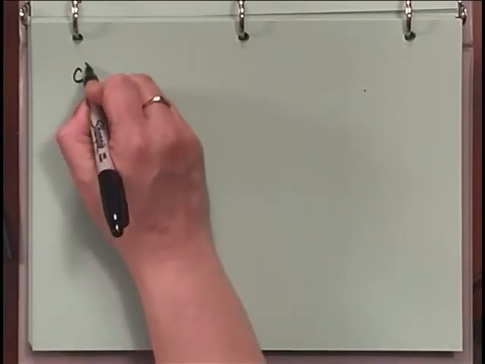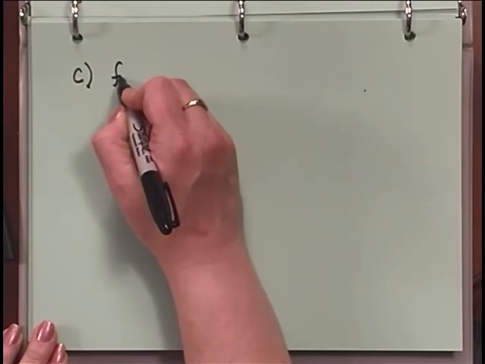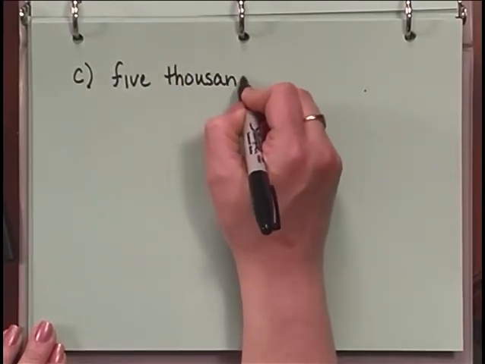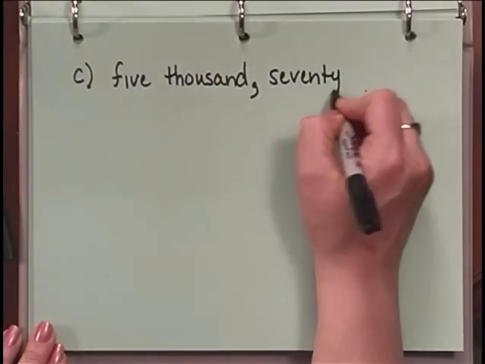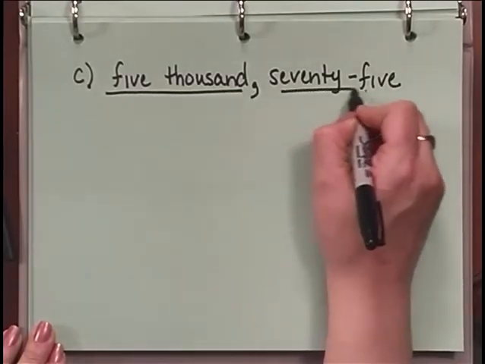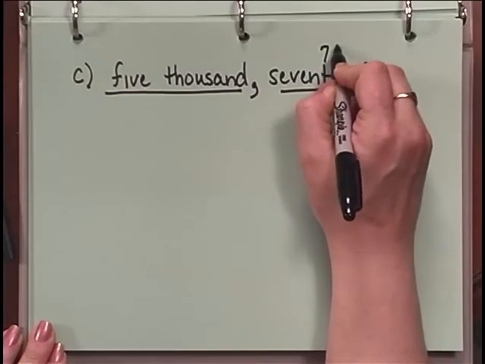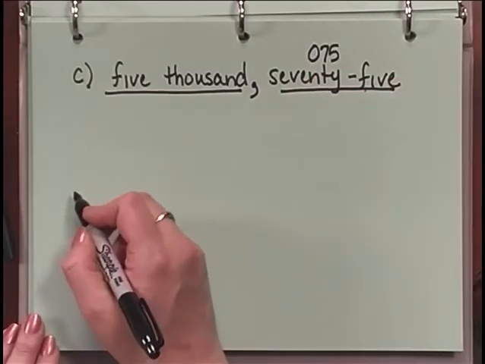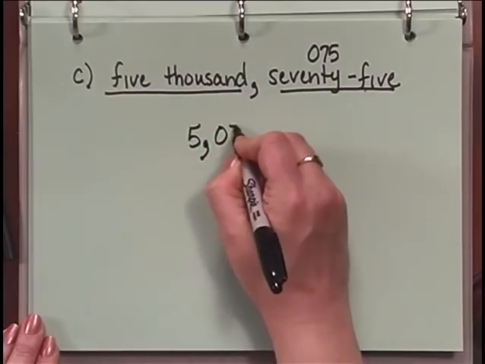Okay, let's look at problem C. In problem C, we're asked to write using digits 5,075. So 5,000, 75. So in this case, we have two parts. But we have to be careful because 75 only has two digits. We need three digits in that section, so we'll have to write 075. So 5,075.